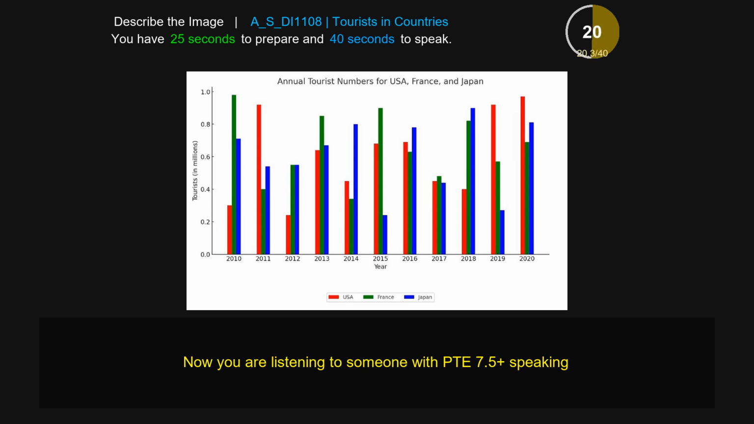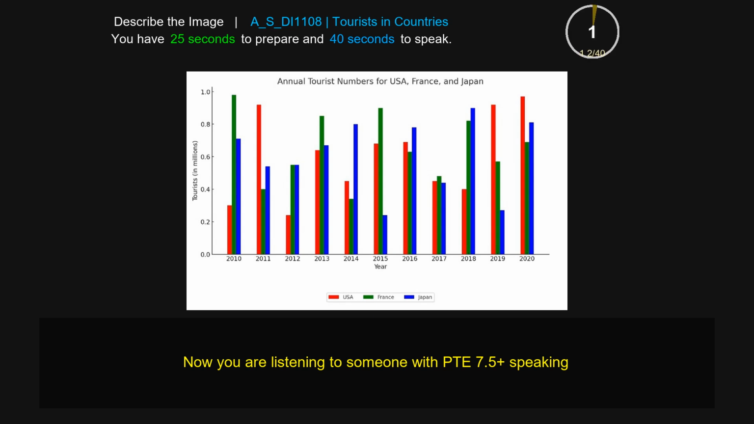In 2010, the number of tourists for USA is above 0.2, and the number of tourists for France in 2010 has the highest value, that is above 1.0 million, and Japan reaches up to 0.8 million. Whereas in 2014, the number of tourists for Japan is above.